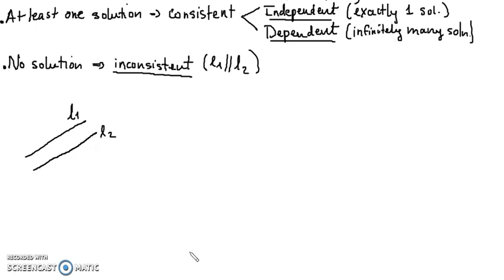And independent means exactly one solution. So exactly one solution means they intersect with each other at exactly this one point here, x, y. So in this one, L1 and L2 intersect with each other. And a lot of people are confused about this. They say it has to be perpendicular. Well, perpendicular is also another form of intersection. And a dependent system, with infinitely many solutions, is when two lines are literally identical. So L1 is identical with L2.